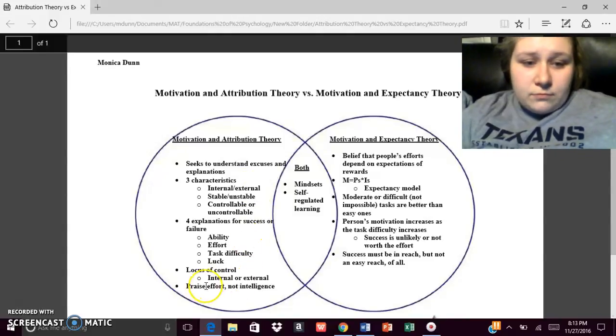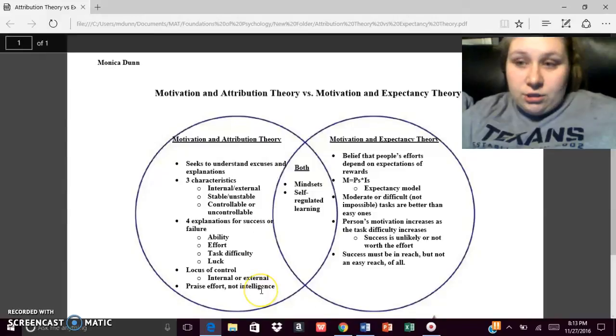Now, down here, the main goal of the motivation and attribution theory is to praise the effort, not the intelligence. Because if we praise the effort, then motivation will increase because the students will see that their effort is actually giving them a reward, therefore their motivation will increase. Now, this leads us into the motivation and expectancy theory.